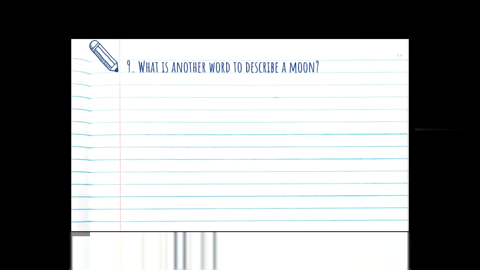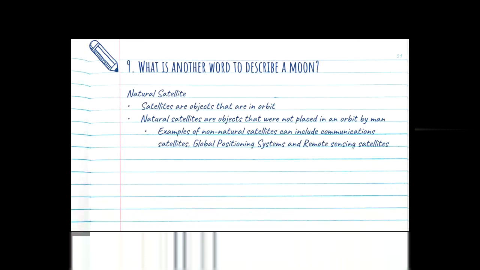What is another word to describe a moon? So another word for a moon is a natural satellite. And satellites in general are objects that have an orbit in space, so they're traveling around something. Natural satellites, like I said, are already existing in outer space.